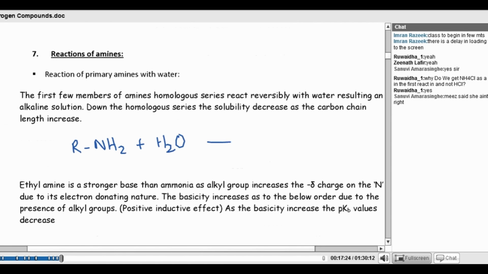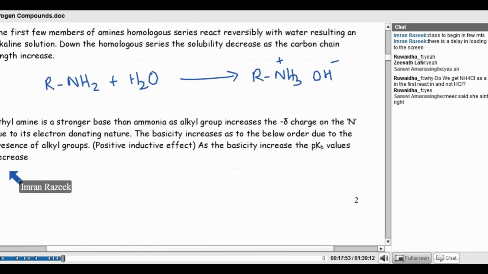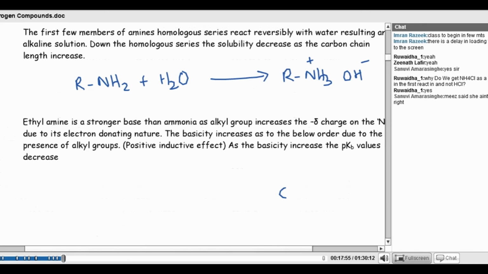What happens? It results in alkaline solutions. So what happens here is the primary amine takes H plus from water and forms NH3 plus, and there will be an ionic bond between NH3 plus and OH minus. It forms an alkaline solution. This is the reason why it's an alkaline solution, because OH minus ions are the result. Therefore, that makes an alkaline solution. So ethylamine is a much stronger base than ammonia, because ethylamine has an electron donating ethyl group, so that will increase the electron density on nitrogen, which makes it a stronger base compared to ammonia, even though all of them are weak bases, right?